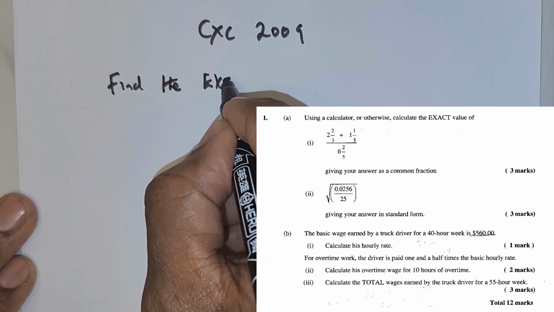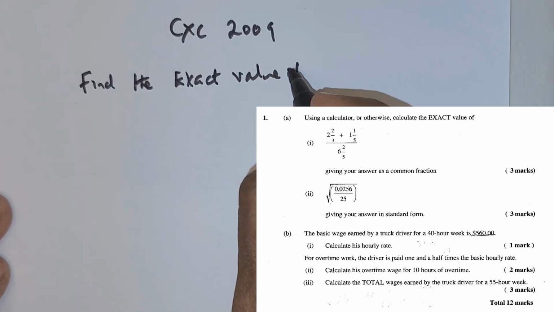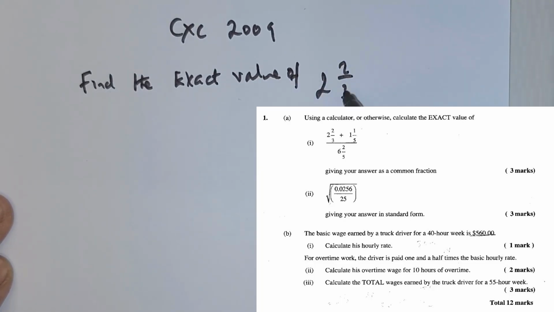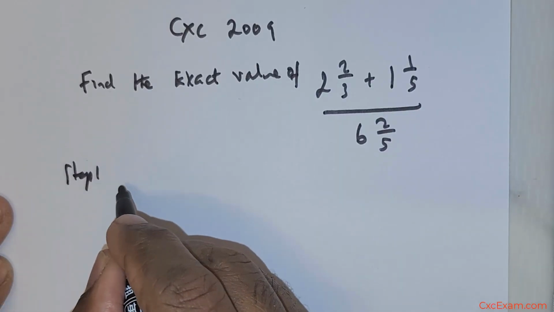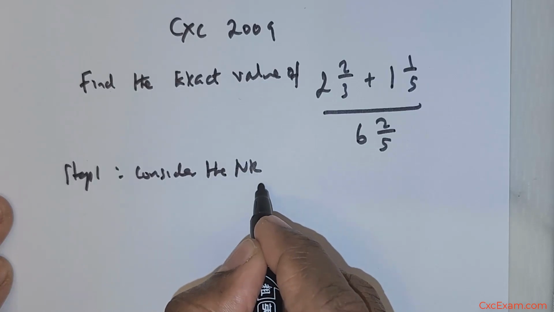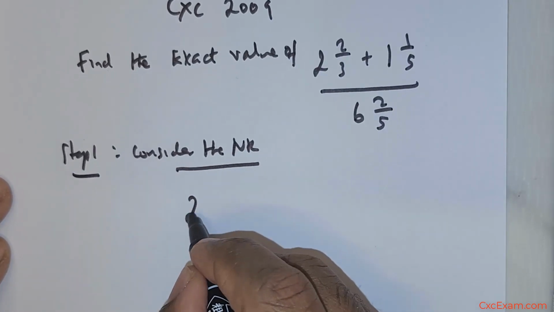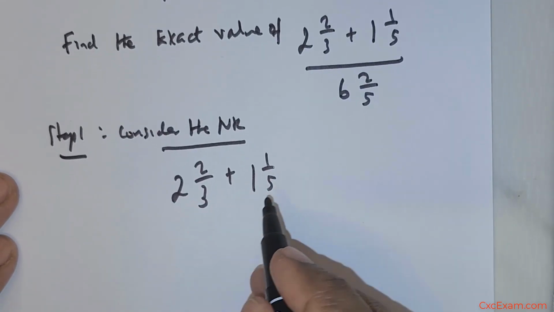Find the exact value of 2 over 3 plus 1 over 5, divided by 6 2 over 5. So step 1, I consider the numerator, which is 2 over 3 plus 1 over 5.